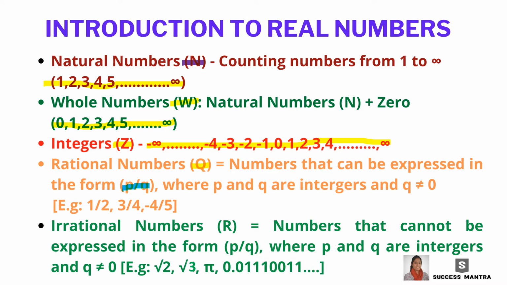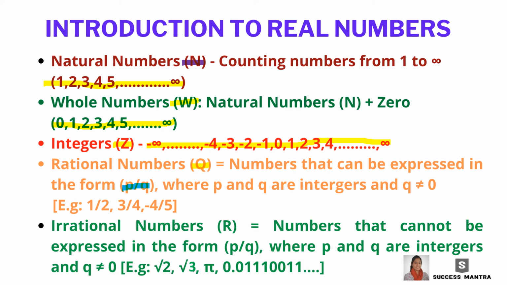That is, the numbers that can be represented in the form of P by Q are called rational numbers, where P and Q are integers and Q will never be 0, because we know that any number divided by 0 is infinity. So Q should never be 0, but P and Q can be negative numbers or positive numbers. For example, of rational numbers 1 by 2, 3 by 4, minus 4 by 5, etc.